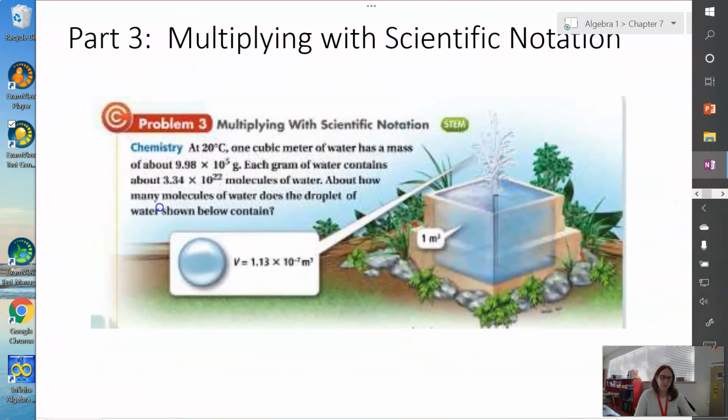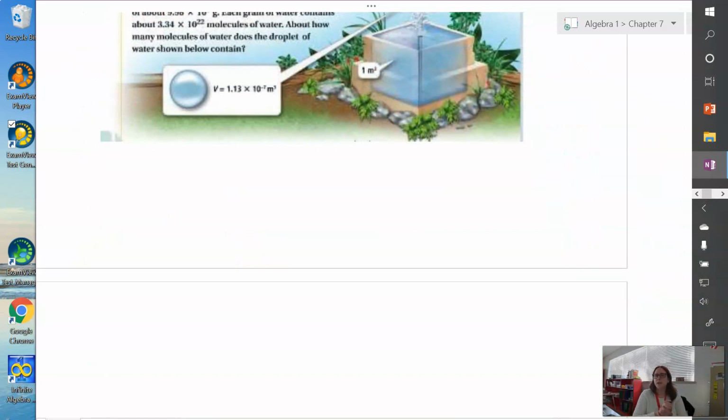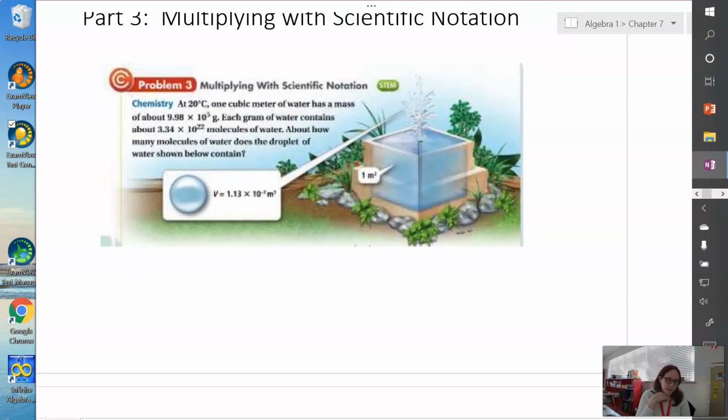All right, so now we're going to do some scientific notation. We touched a little bit on this at the beginning of the video. What we have here is, in chemistry, at 20 degrees Celsius, 1 cubic meter of water has a mass of about 9.98 times 10 to the 5 grams. And then each gram of water contains 3.34 times 10 to the 22 molecules. About how many molecules of water does the droplet of water shown below contain?